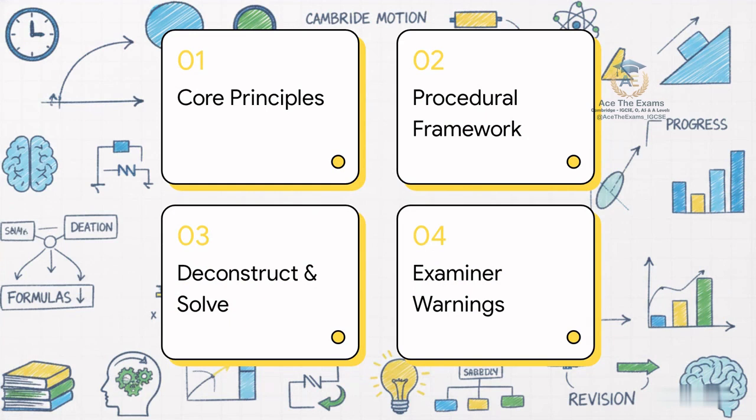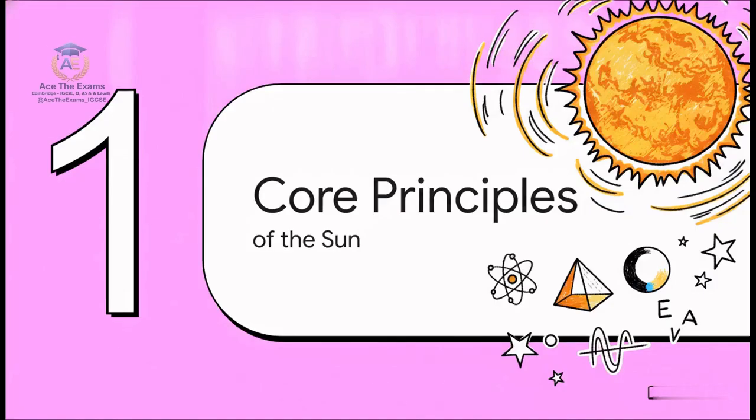Here's our game plan for today's explainer. First, we'll lock down the core principles of the sun. Second, we'll introduce you to the procedural framework. Third, we're going to master the deconstruct, solve, and evaluate method. And finally, we'll go through the top examiner warnings so you don't fall into the same traps everyone else does. All right, section 1, core principles of the sun.